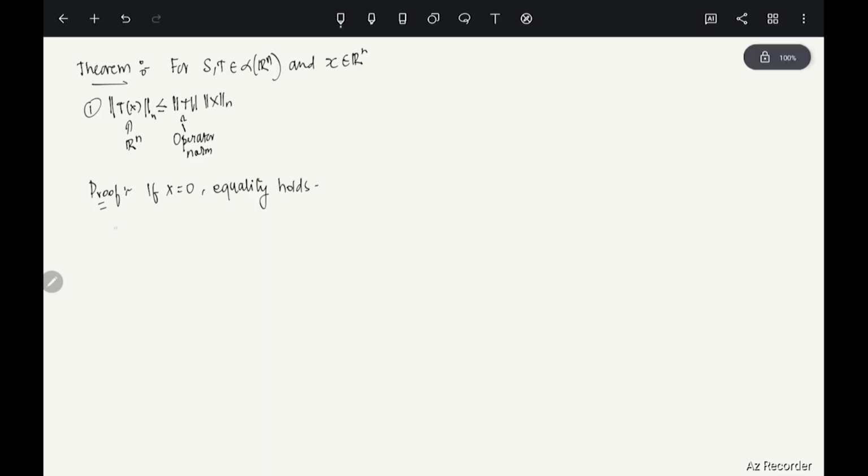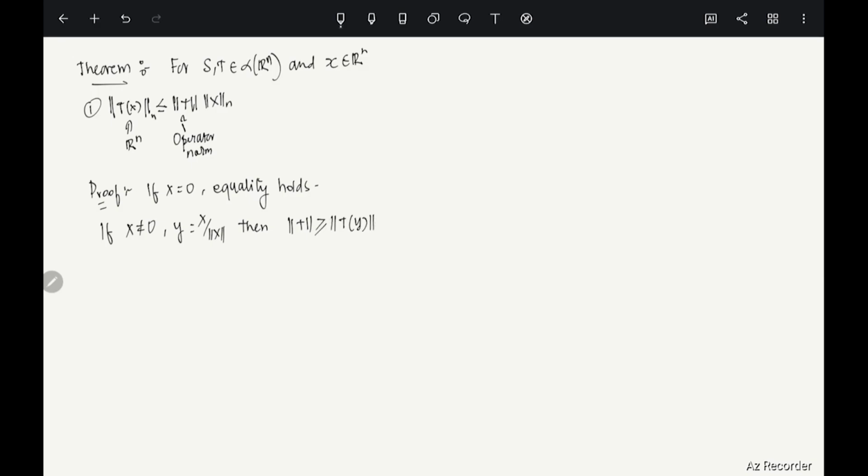Now if x is not the zero vector, then we define y to be x by norm x. Why am I defining this? Because since x is non-zero, norm of x is not 0. So if you define a new vector y, which is given by x divided by the length, then the norm of y is basically 1. Then you can use the operator norm definition. What is norm of t? So norm of t always dominates norm of t acting at y, right?